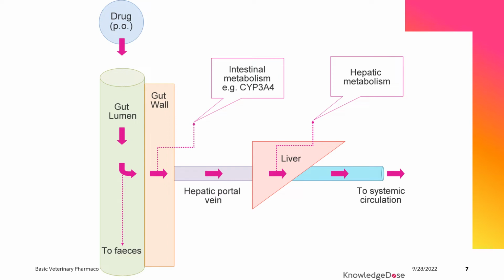This diagram shows a schematic diagram of the first pass effect or the first pass metabolism. So again, this is true for those drugs that are orally administered. So when the drug will be administered orally, of course, it will go through the gut, the stomach, and the intestine, to be absorbed in the small intestine or the gut wall.